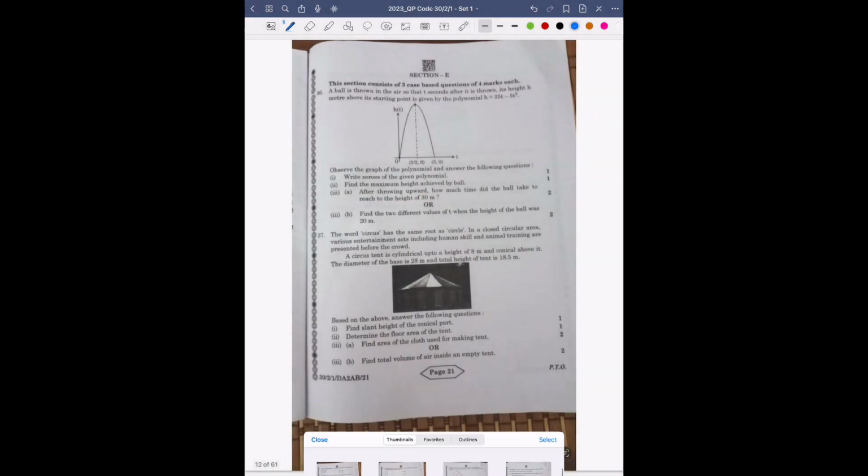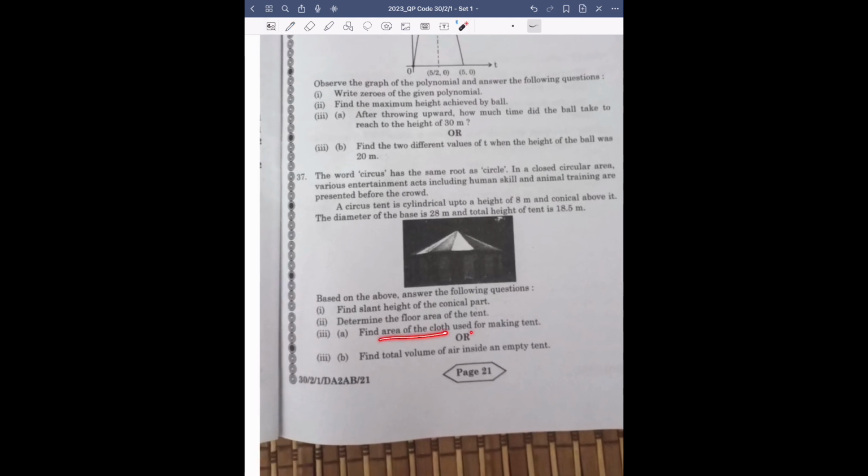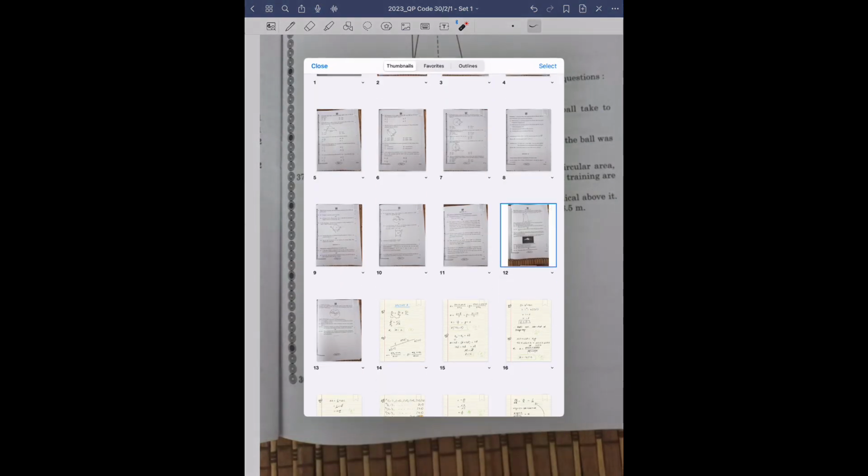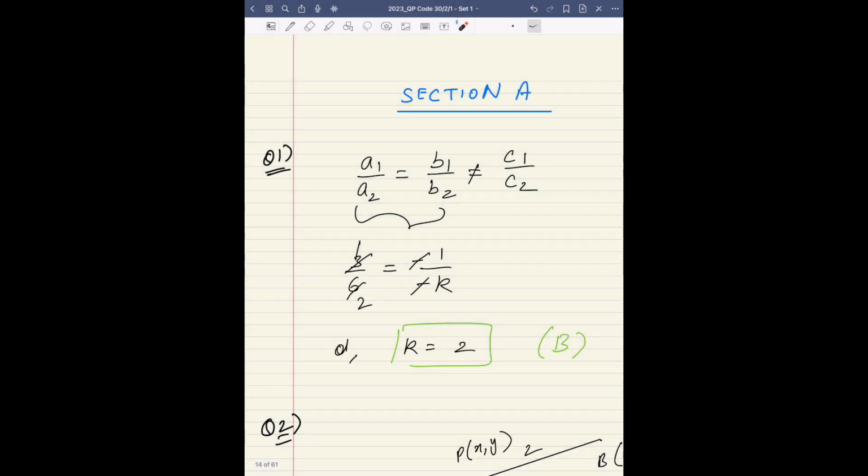Okay, give me the area of the cloth used for making the tent. So where all will you have cloth, right? On the surface. In short, the surface area of the cone, don't include the circle, it's hollow, and the surface area of the cylinder, right? This is excluding those pi r square, pi r square. So find the area of the cloth used for making the tent. Write the formula first.